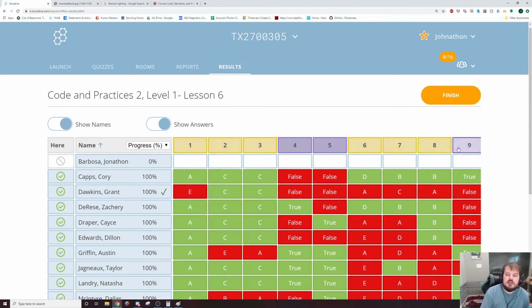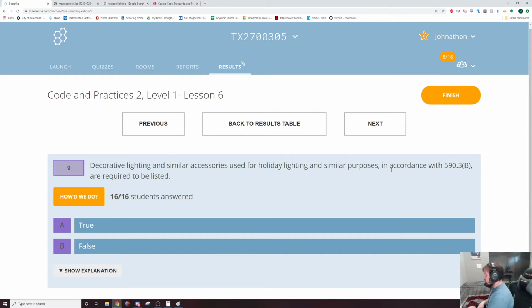590.3(B) is time constraints. Oh, time constraints about lighting? I'll look it up too. 590.3(B). Oh, this code book is disgusting. Temporary installations. So we're talking about Christmas lights here. 590.3(B) is time constraints. Yeah, 590.3(B) has almost nothing to do with this question, Corey, except that it takes you to a temporary lighting section.